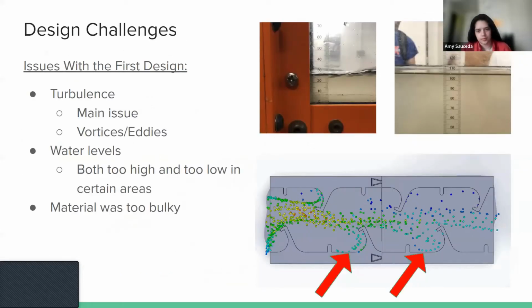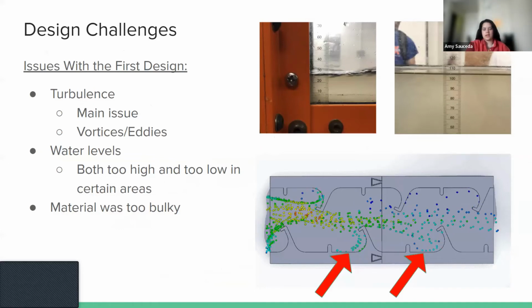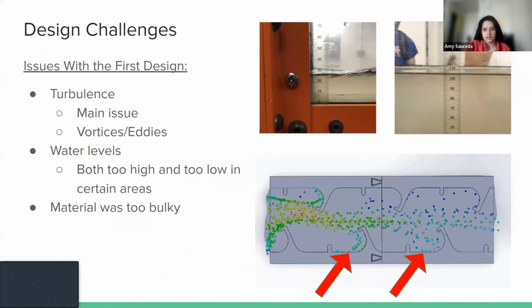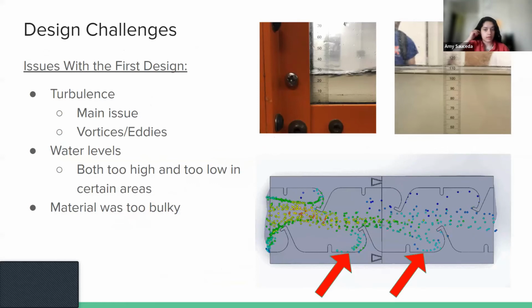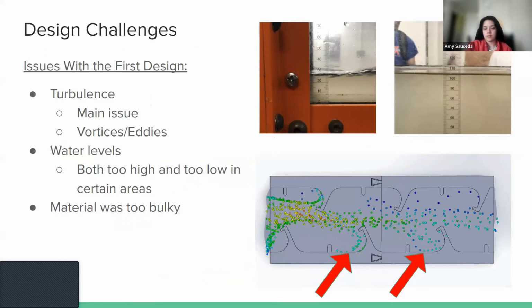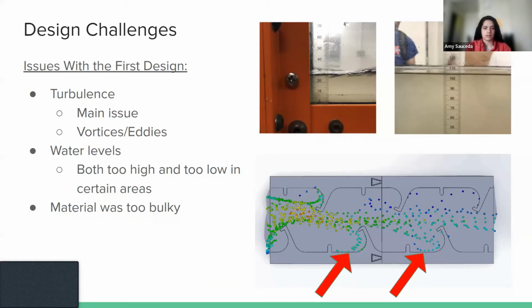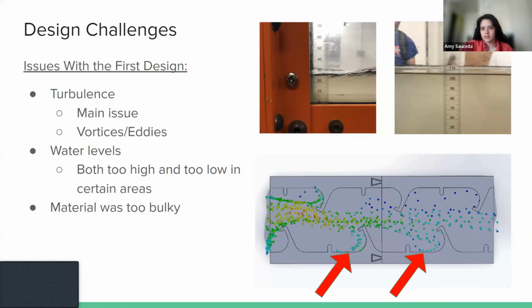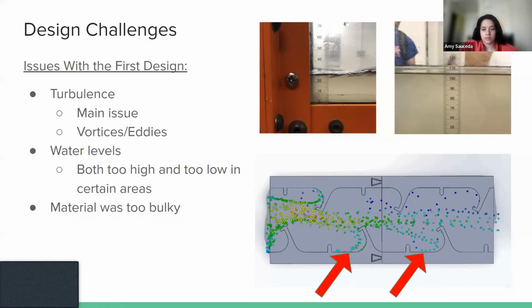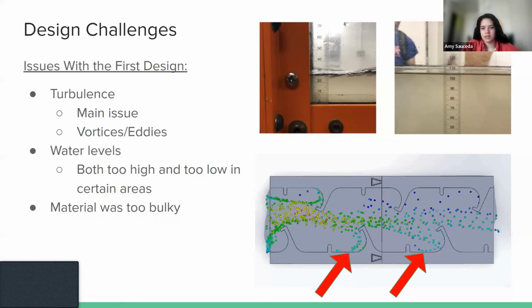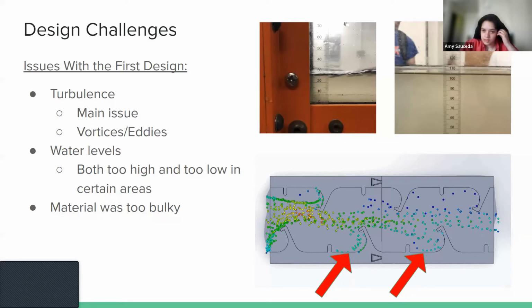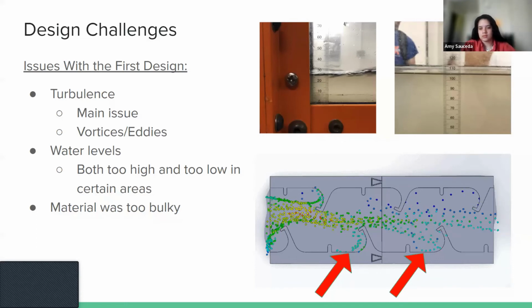The challenges we received were from version 1. It had too much turbulence, which was caused by the eddies, shown by the red arrows. The main purpose of those was to have a resting period for the fish. According to Quaranta, they're necessary for fish to collect their thoughts, kind of. But this caused the water levels to be too high and a little too low, but it was mainly the velocity downstream that was an issue. Another thing we saw, we added walls which were unnecessary and it caused the model to look a little too bulky.